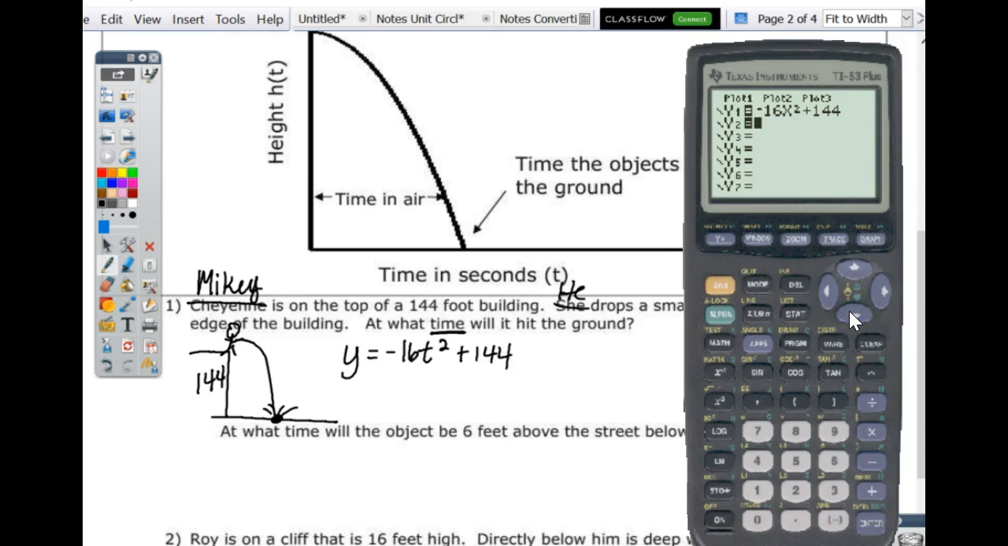and typing in the first line, we're going to type that in. This is the equation that we're going to start with. And what height do I want to know for him to be at? If he's going to hit the ground, what's the height? 0. So in my y2, I'm going to put a 0.